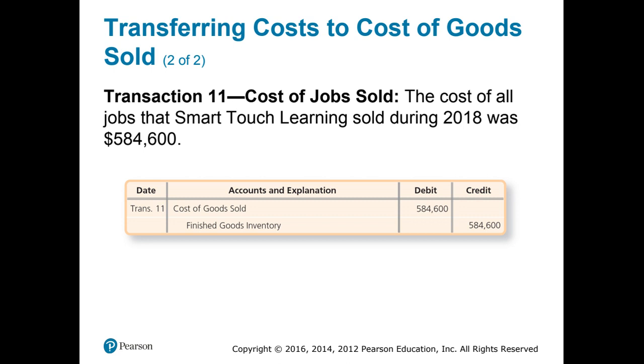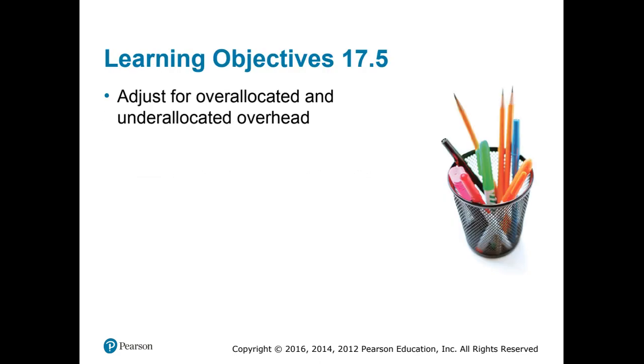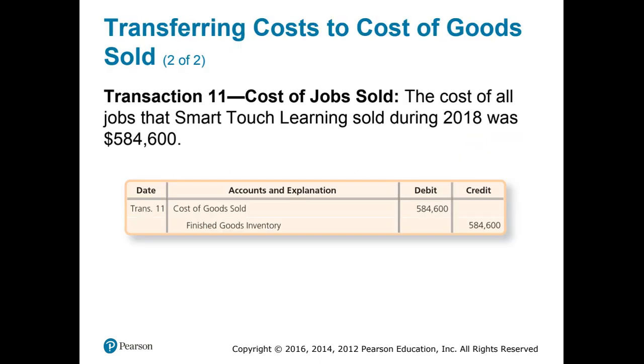And it shows the T accounts as well. If you wanted to see how that affected the T accounts, you can see that on page 886 in the book. Are there any questions on that? Okay.